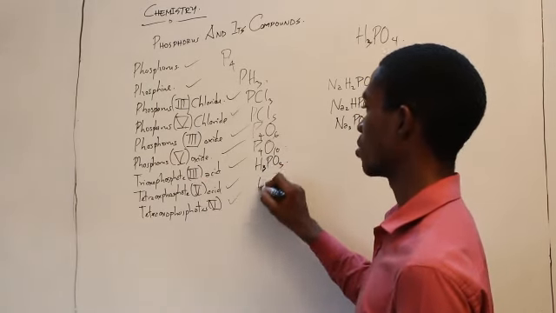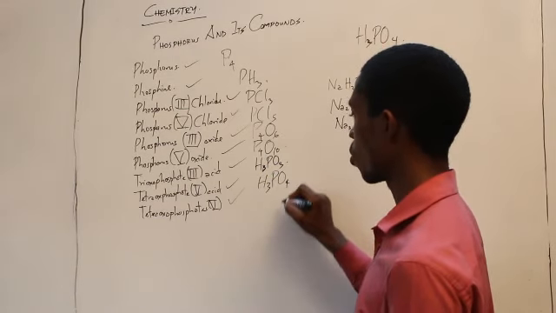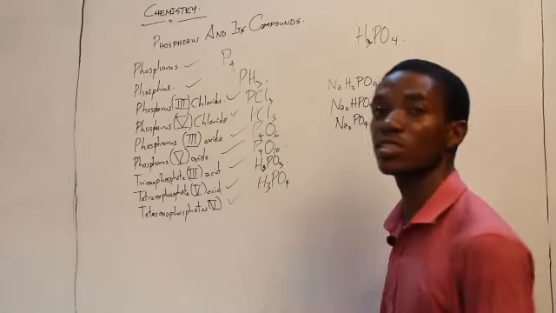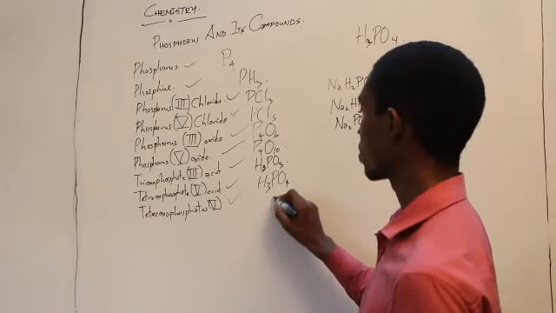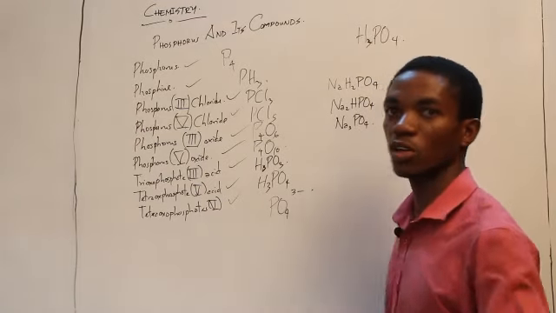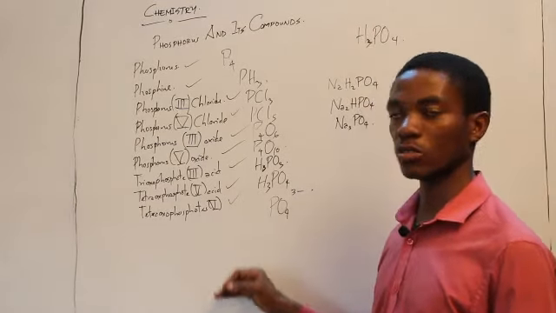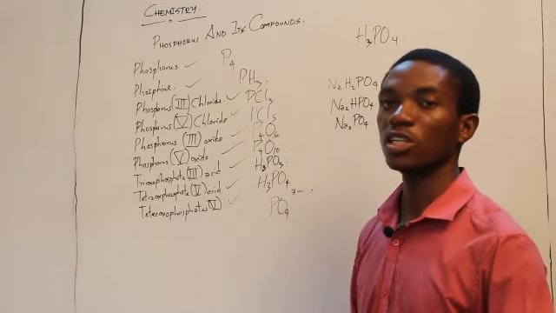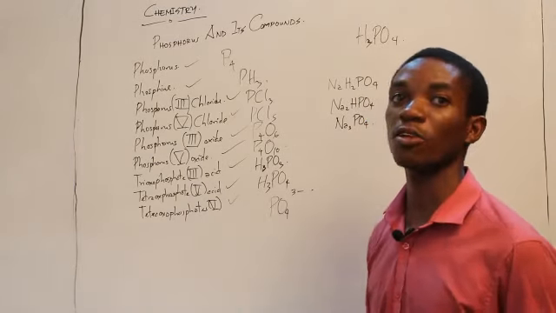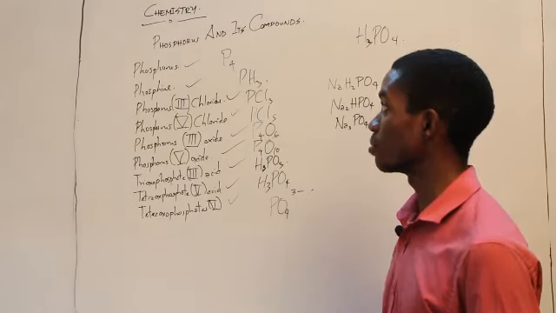Tetraoxophosphate 5 acid is H3PO4, and tetraoxophosphates are generally PO4 3-, depending on whether they have H with them or not. Generally, phosphorus has a lot of application in the making of fertilizers.